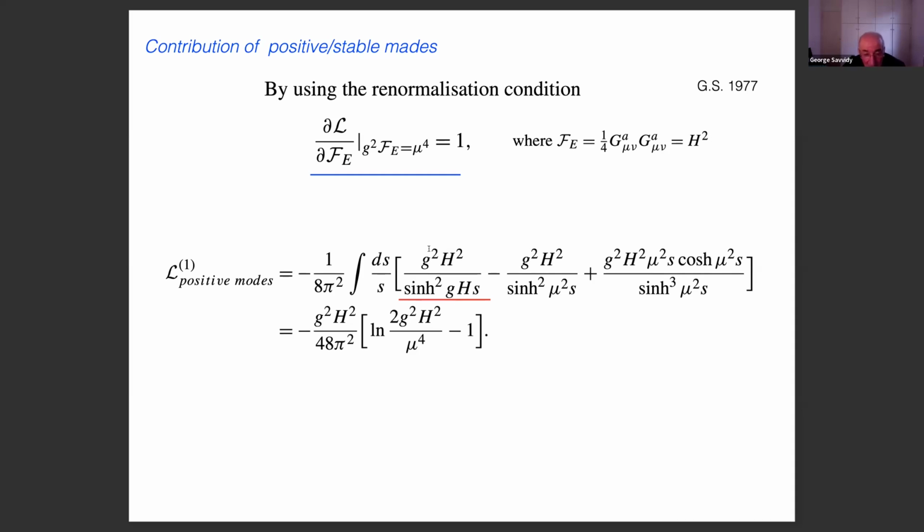Another amazing thing is that if you use dimensional regularization by 't Hooft, there will be not ds over s, but ds over s to the power n over 2 minus 1. So each of these integrals can be calculated in higher dimension, and then substitute and then subtract. And amazingly, you get this beautiful expression. You see this h squared logarithm h squared. But this is just the contribution of the positive mode, right?